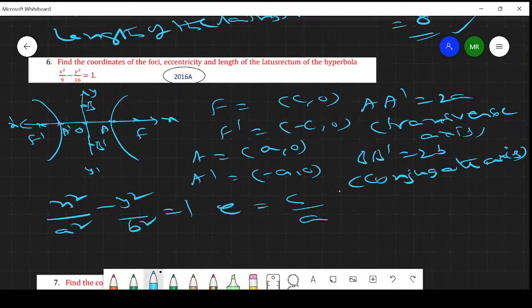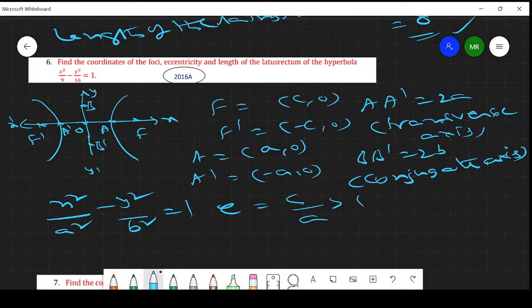But here, always OA, this value, will be less, so c by a is greater than 1 always. Eccentricity will be more than 1. In the case of a parabola, eccentricity is equal to 1. Sometimes they will ask for 1 mark: what is the eccentricity of a parabola? That will be 1. Remember, the eccentricity of a parabola is 1.